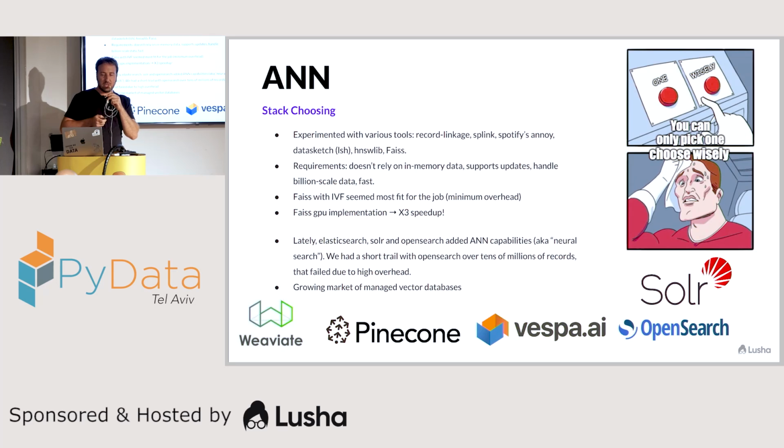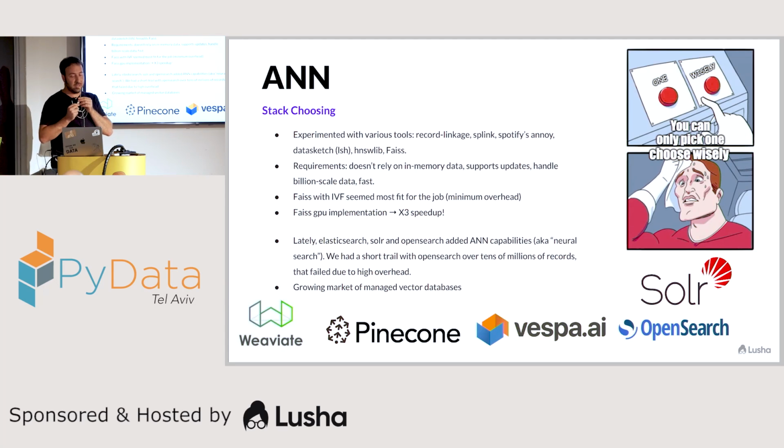We looked at record linkage, Splink, and datasketch LSH. Those are all Python packages. Some of them are not really ANN, as I showed you before. Some of them are just doing simple blocking, like I showed you with the initials. I think the ones that use state-of-the-art ANN are Spotify's Annoy package, HNSWlib, and FAISS, which is Facebook AI Similarity Search.